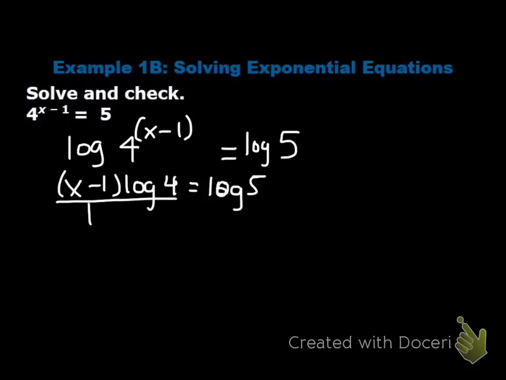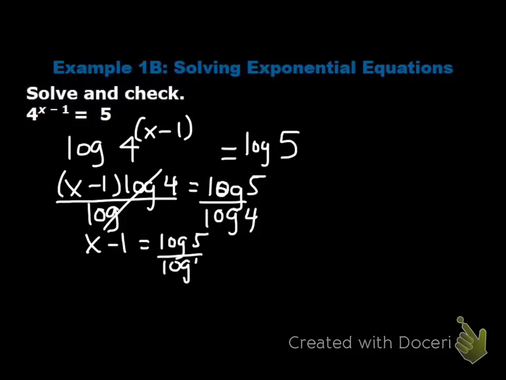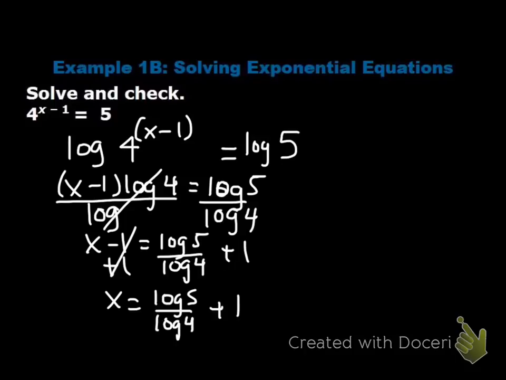We divide it. So divide both sides by log 4. These ones cancel. We get x minus 1 equals log 5 divided by log 4. And then plus 1 on both sides. So x equals log 5 divided by log 4 plus 1. So yes, it looks nasty, but that just goes straight into the calculator. You do log 5, close your parentheses, divided by log 4, close parentheses, and I would hit enter.